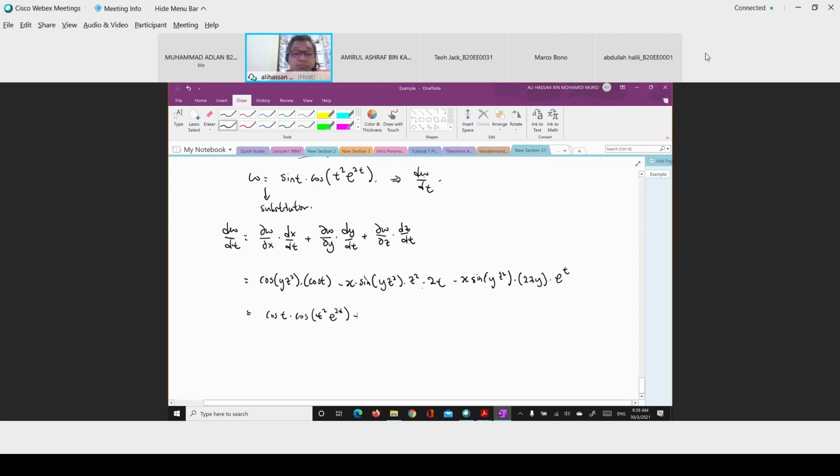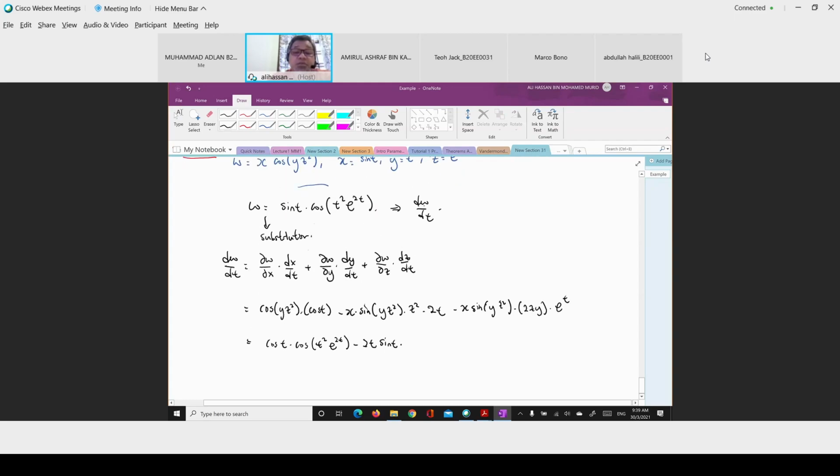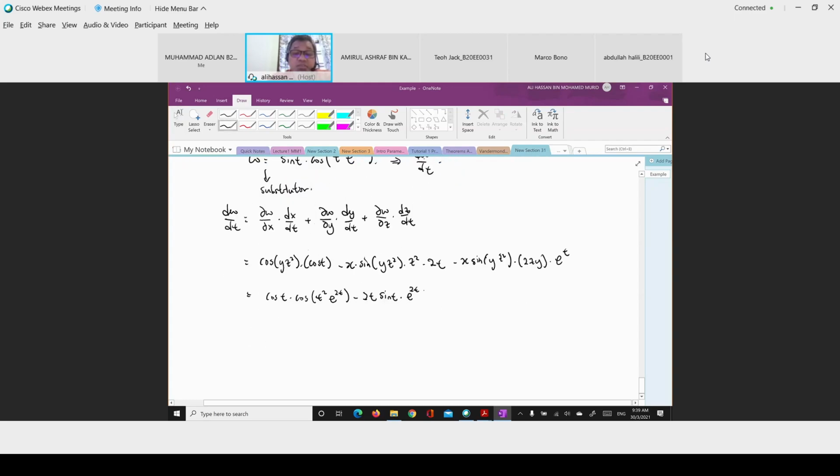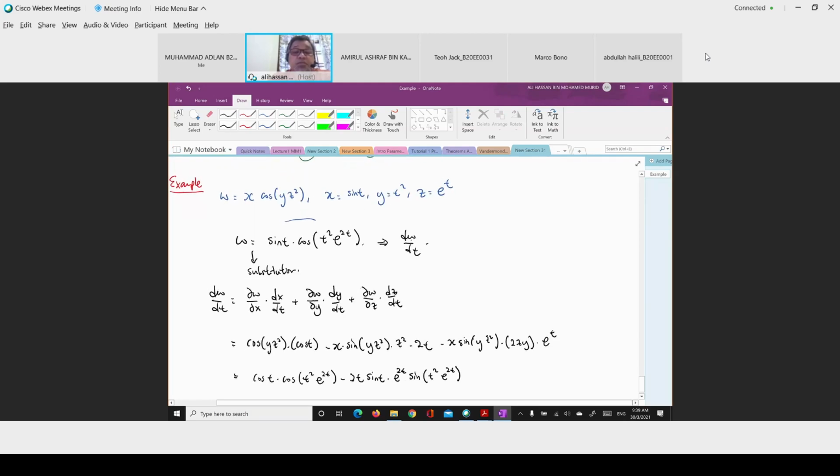Next we have 2t minus 2t. What is x? X is equal to sine t. We also have z squared. Z squared is e to the power of 2t, and then we have sine yz squared, which is t squared e to the power of 2t. Then finally we have minus 2xyz, minus 2xyz sine t squared.